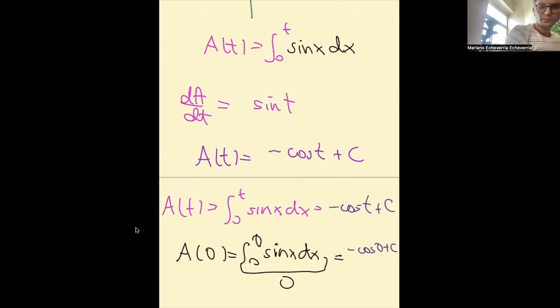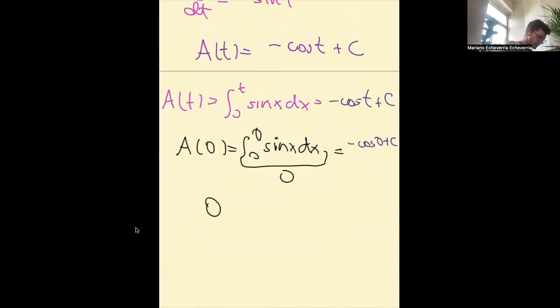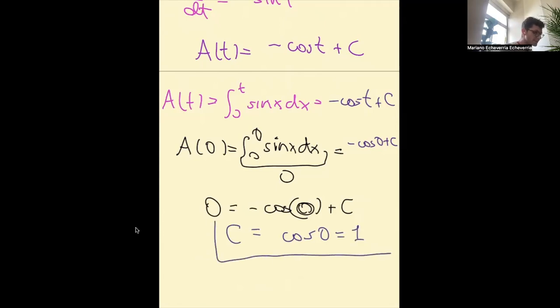Is that making sense? So what does that give you? Cosine of 0 is not 0. So that gives you 0 equals minus cosine of 0 plus c. That gives you the value for the constant, which is cosine of 0. That's also 1, but it's more convenient to leave it as cosine of 0 so that you see what's about to happen. Is that making sense? So this is just an example where this constant c is not 0. That's what I wanted to show here.